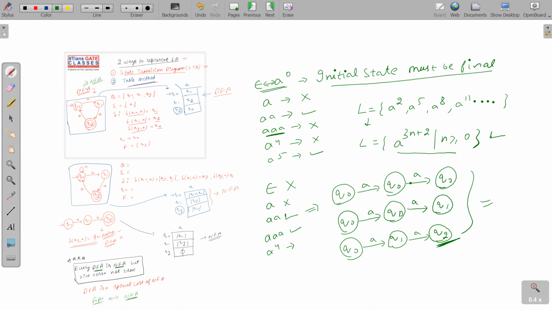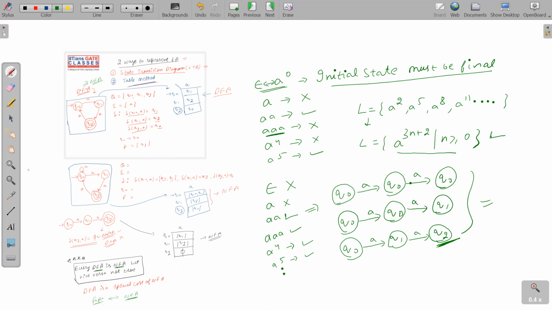So let me put it properly. On q0, you will run 2a's. Then the third a will lead to q1, then the fourth a will lead to q2. So since we have one path which is leading us to q2, a4 will be accepted. A5, obviously you can say it will be accepted. So the idea is like this. For a power n, for a power n minus 2 a's you will stay in q0 only, and then for the second last step you go with q1, and for the last step you will move to q2. So a5 will be accepted, and so on.